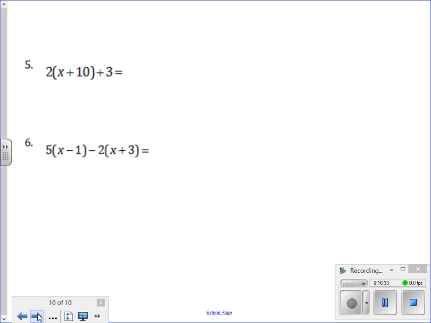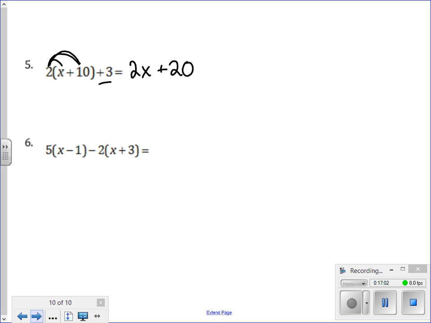All right, last 2 examples here. This time we are combining the distributive property and combining like terms and putting them into the same problem. I always need to start by distributing first. So what I'm going to distribute here is the 2 to the x and the 2 to the 10. So remember, distributing is multiplying. 2 times x is 2x, and 2 times 10 is plus 20.